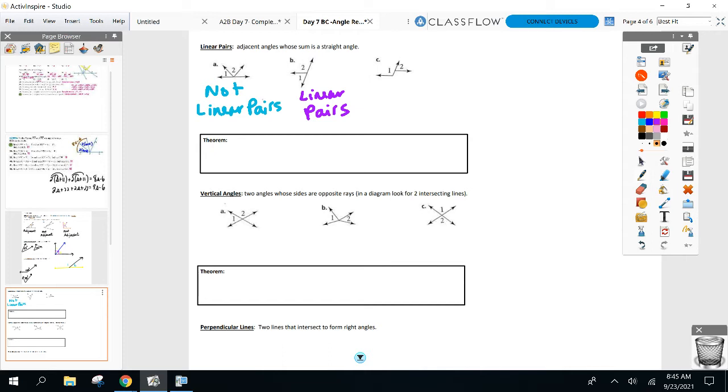How about C? C, linear pairs? What do we think? Are they even adjacent, first of all? They're not even adjacent to each other because they don't share a common vertex. So these are not linear pairs.